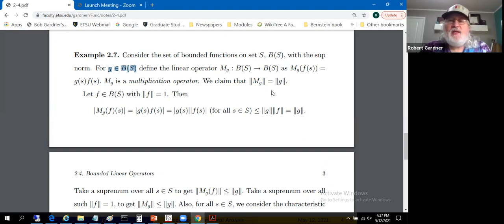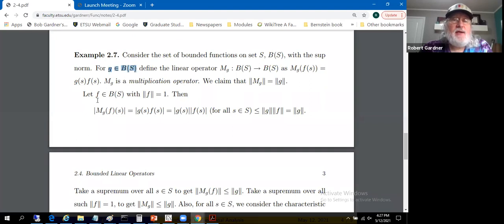Okay, but we're claiming equality here, but these are different things, G and M sub G. They live in different places, and these are therefore different norms. One's an operator norm, one's a norm on a normed linear space.